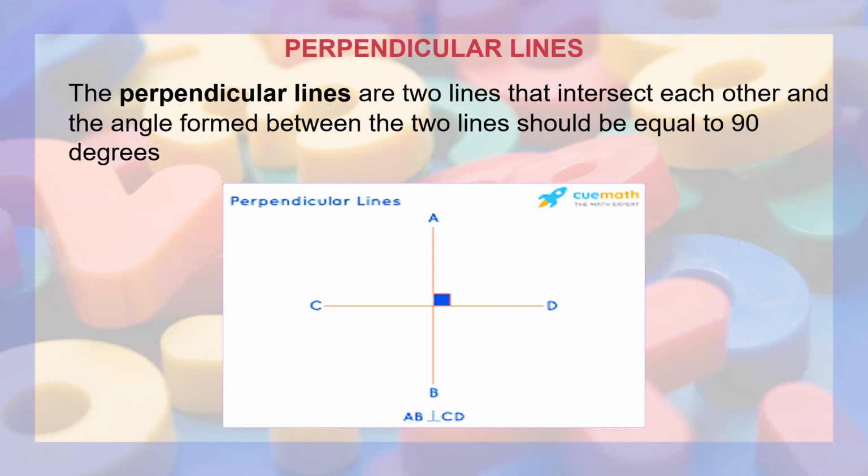So perpendicular lines are two lines that intersect each other, and the angle formed between the two lines should be equal to 90 degrees. Then we say that the two lines are perpendicular lines.